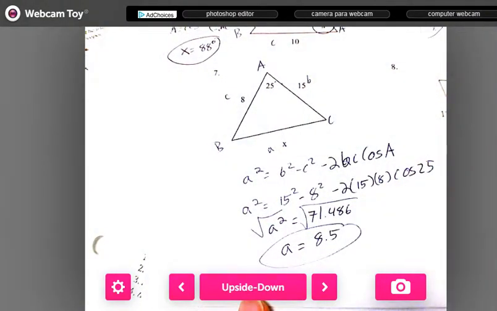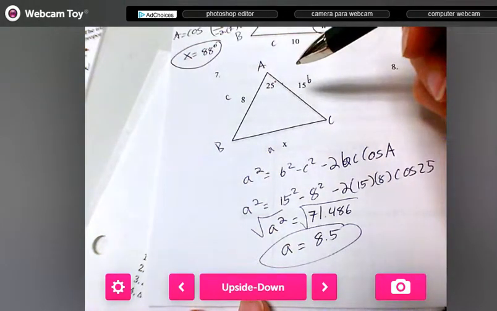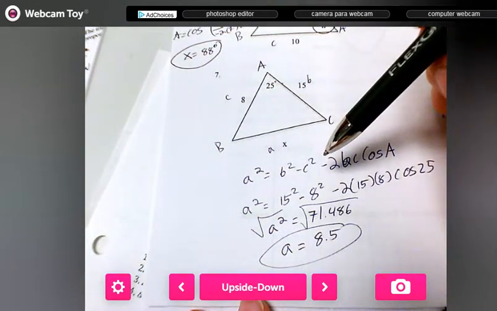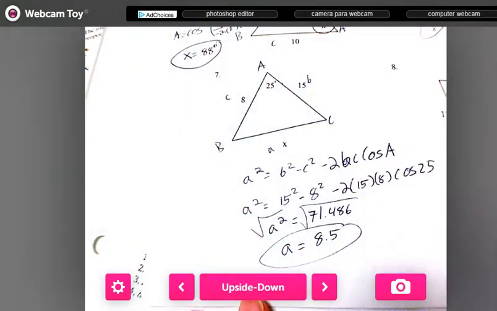Could you do sine too? This one I wouldn't do sine because I only have one angle. When we're doing sine, unless we're finding an angle, we really need 2 angles.